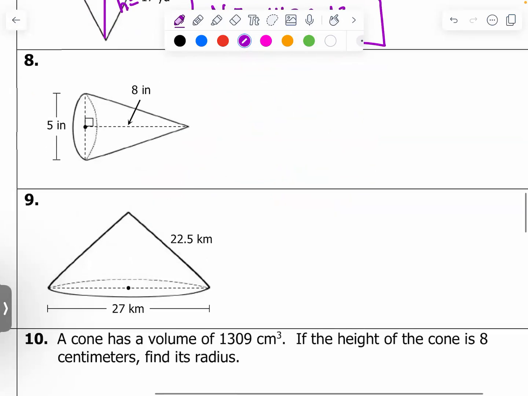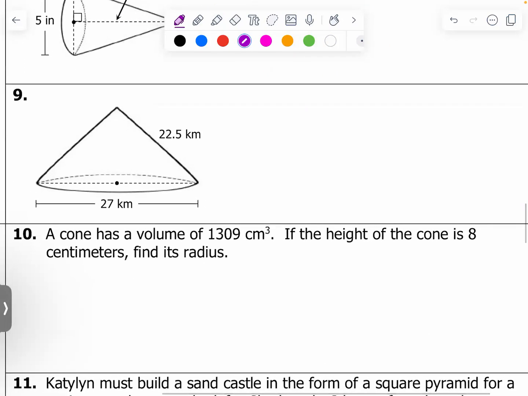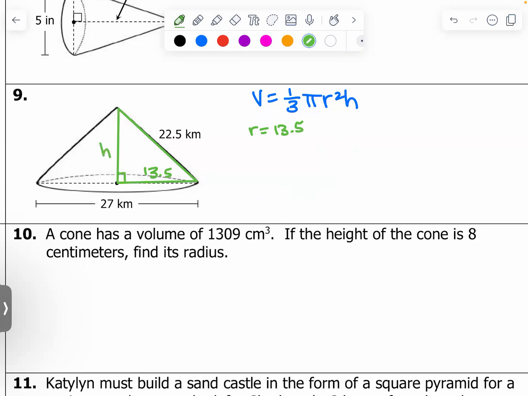All right, let's skip number 8 and let's look at number 9. Number 9 does not give us directly any of the numbers that we need. 22 is considered what measure? Slant height. It's called L for slant height. Now, what is our radius? Our radius is 13.5. Oh no, we don't have the height. Whatever shall we do?